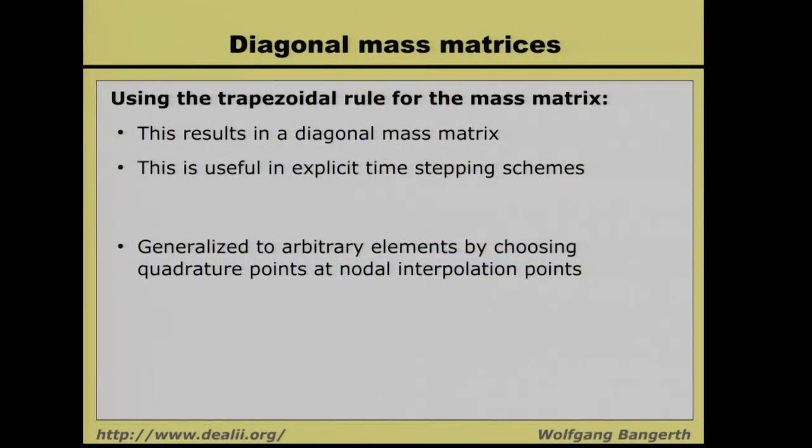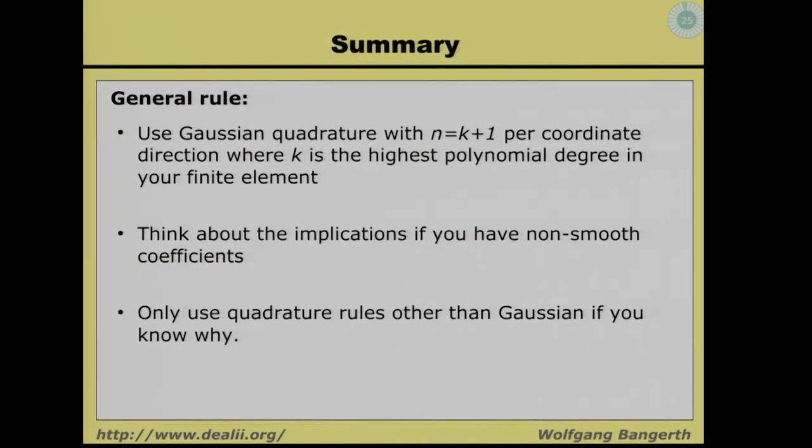So I would say with this, I have told you basically everything that you need to know about quadrature. The general rule is to use quadrature with n equals k plus 1 points per coordinate direction, where k is the highest polynomial degree in your finite element. So, for example, if you have a Q2, Q1 Stokes element, you would use 3 quadrature points per coordinate direction. So a QGauss 3 in any space dimension.